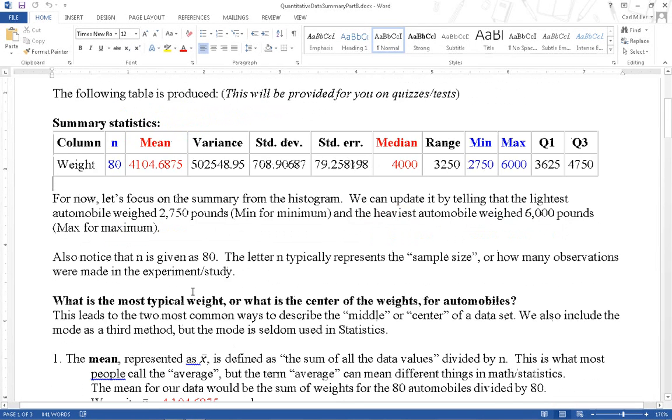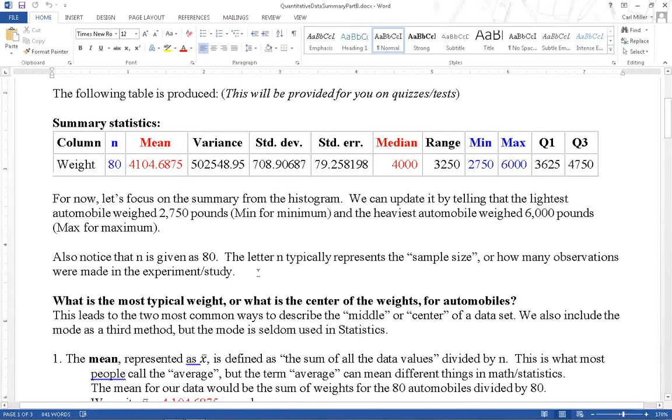Now, another thing we might want to do is ask, what is the most typical value that we would observe? Or where is the center of a data set? Well, this leads to the two most common measures of center, which are called the mean and the median. We're also going to mention something called the mode.